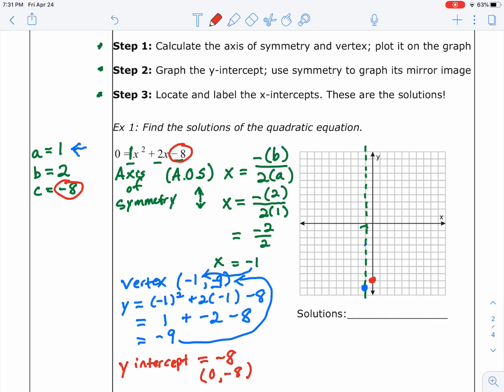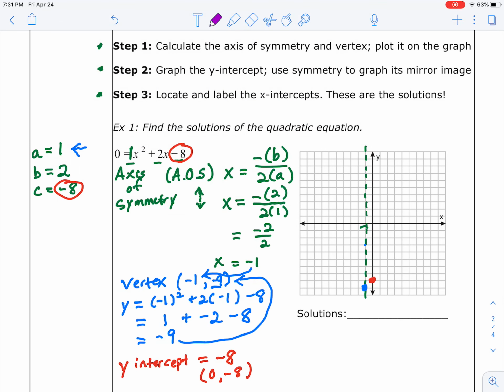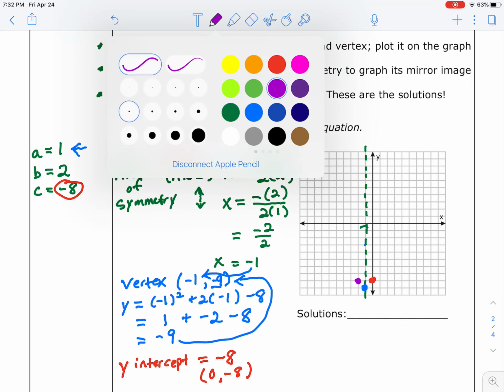All right. And since we know that the line of symmetry goes right down through the middle of our graph, we can actually just reflect that point on the other side of the line of symmetry and put the point right here, which happens to be -2, -8. And we're going to start to use that to formulate our graph here. So now we're going to locate where the x-intercepts are.